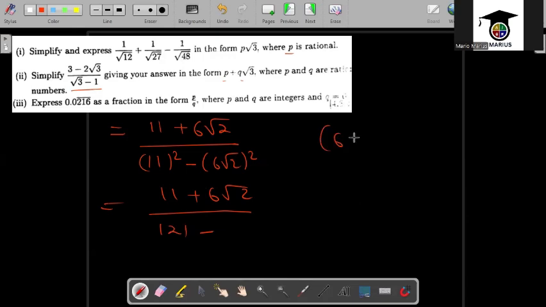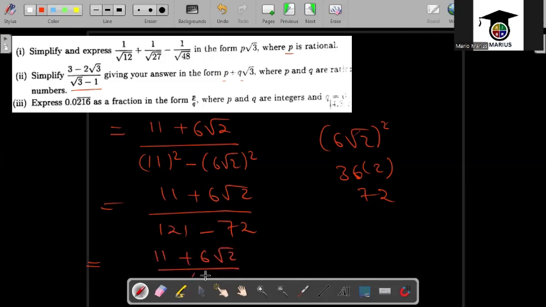Here, the square distributes: 6 squared is 36. Then with this 2, the root cancels and you have multiplied by 2. What is the multiplication of these two? This should give you 72. So now, what is 121 minus 72? It gives you 49. So you have 11 plus 6 root 2 divided by 49. So that's what you get.